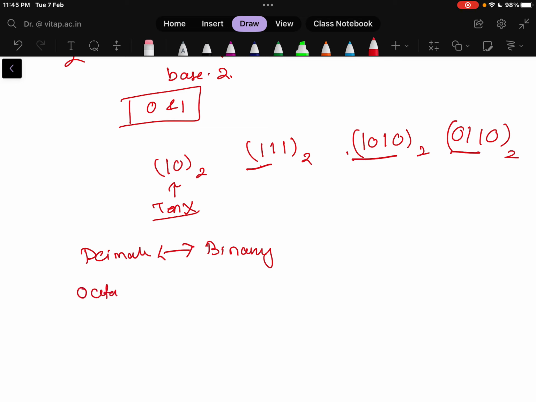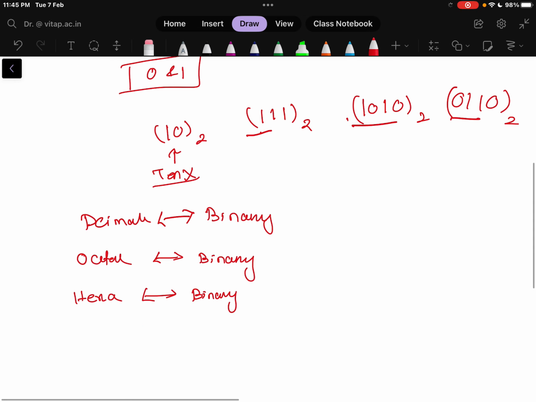Then octal to binary and binary to octal, we will also understand how to do that. Then we will understand how to convert from hexadecimal to binary and binary to hexadecimal. Okay. So, all these conversions we need to know, and finally, we can see all the numbers can be represented in their equivalent binary.